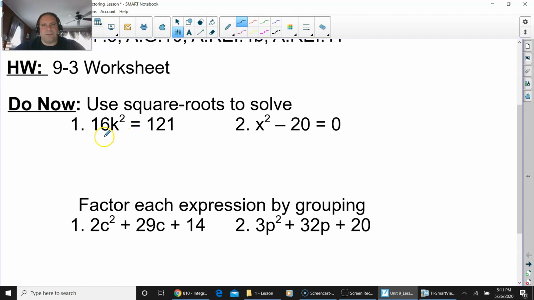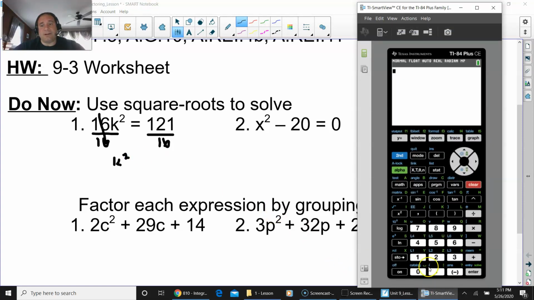So what do you do to solve for k or start to solve for k? You're dividing by the number that is next to the variable, the coefficient, which is 16. All right, you're dividing by 16 on both sides, and then you cancel. Now I have k squared equals 121 divided by 16. Since I do not know that, I am going to go to the calculator, do 121 divided by 16, and let's see if that comes out to be a perfect square.